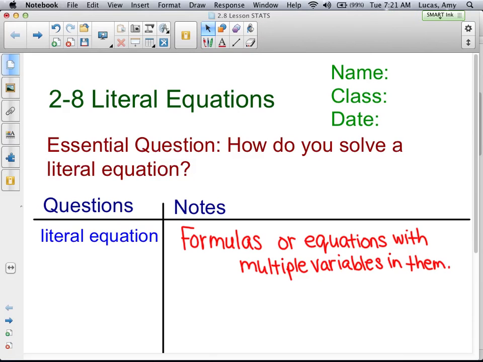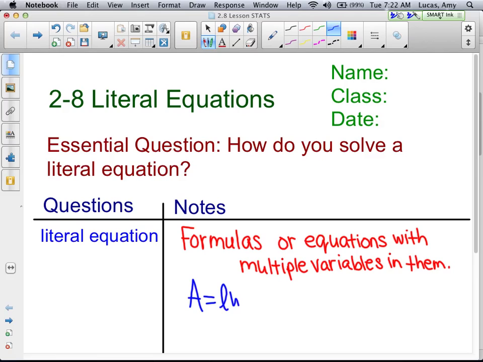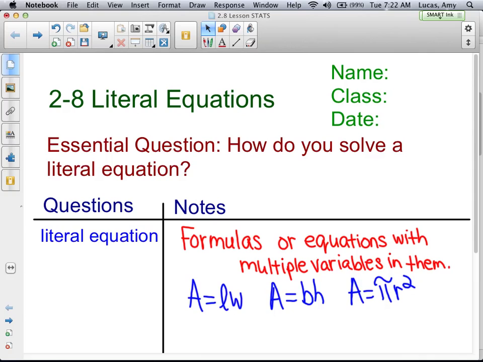When I say formulas, some of the formulas that should be familiar to you would be like A equals LW, or maybe A equals BH, or A equals pi r squared, formulas like those. If you ask yourself where you've seen those before, I'm sure you can think about them. The A stands for area, and those are area formulas for different types of figures. I could even do base times height divided by 2, and that would change it to a different figure.